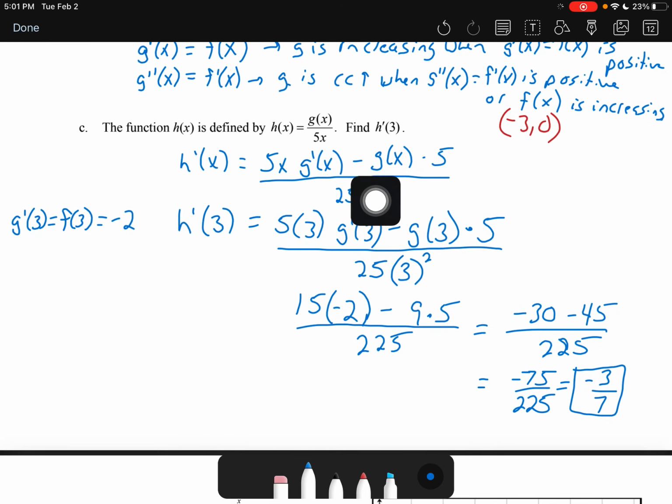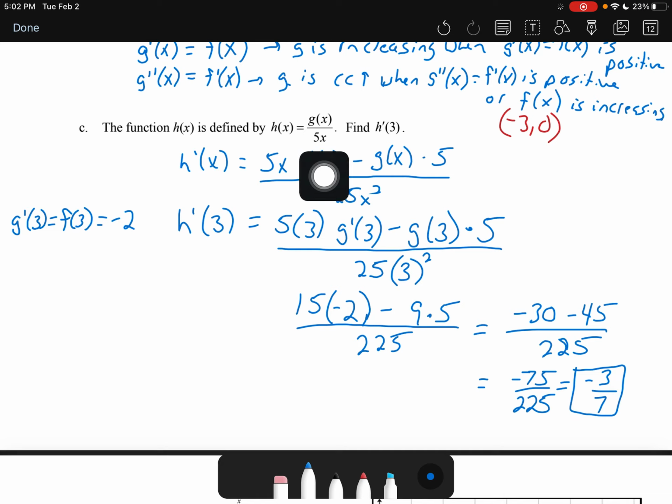Okay, and then this last one, again, these are kind of common types of problems. They define a new function, but it has g in it. They say h of x is defined here, and they want us to find h prime of 3. So they want us to find the derivative and then plug in a 3. Because this is a quotient, we have to use the quotient rule for derivatives.